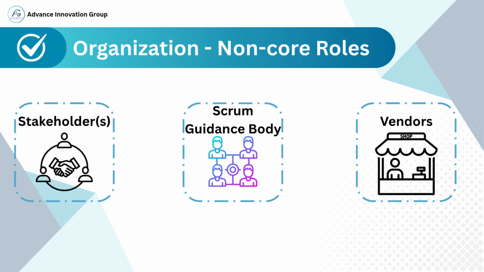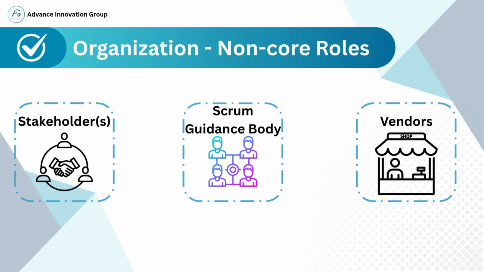They provide feedback, help refine the product backlog, and expect transparency and communication throughout the project. Second, Scrum Guidance Body. This is an advisory group that provides guidelines, standards, and best practices for all Scrum projects within the organization. They do not interfere in day-to-day project work, but provide support on compliance, quality, and process alignment.